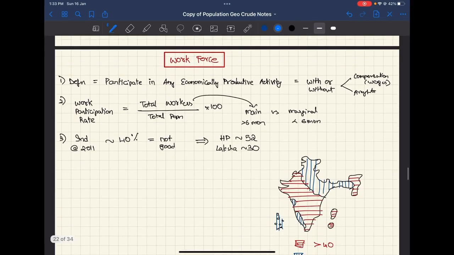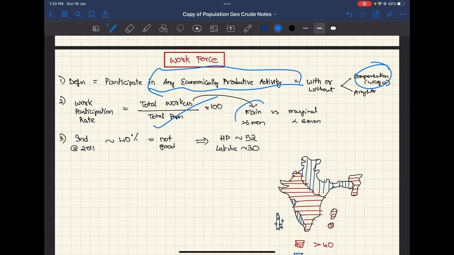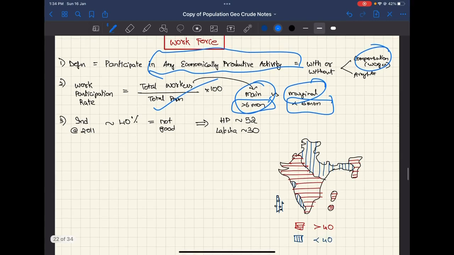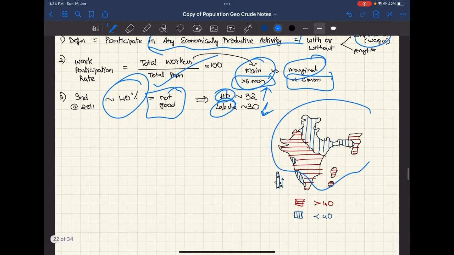Coming to workforce, if you participate in any economic productive activity, you will be in the workforce. You may or may not get wages, but still you will be part of the workforce. So it will be total workers by total population. The main workers, both should be added, main workers who work for more than 6 months and marginal workers who work for less than 6 months. India has a workforce of 40%. This is not good. Few states are very high like Himachal Pradesh and few states are very low like Lakshadweep. There is a pattern.